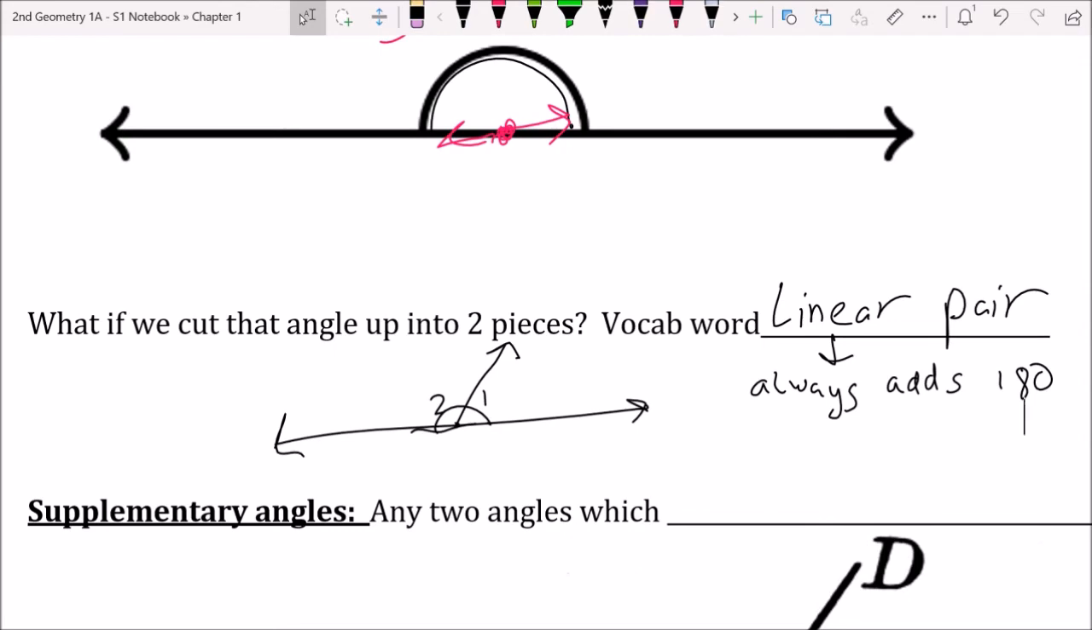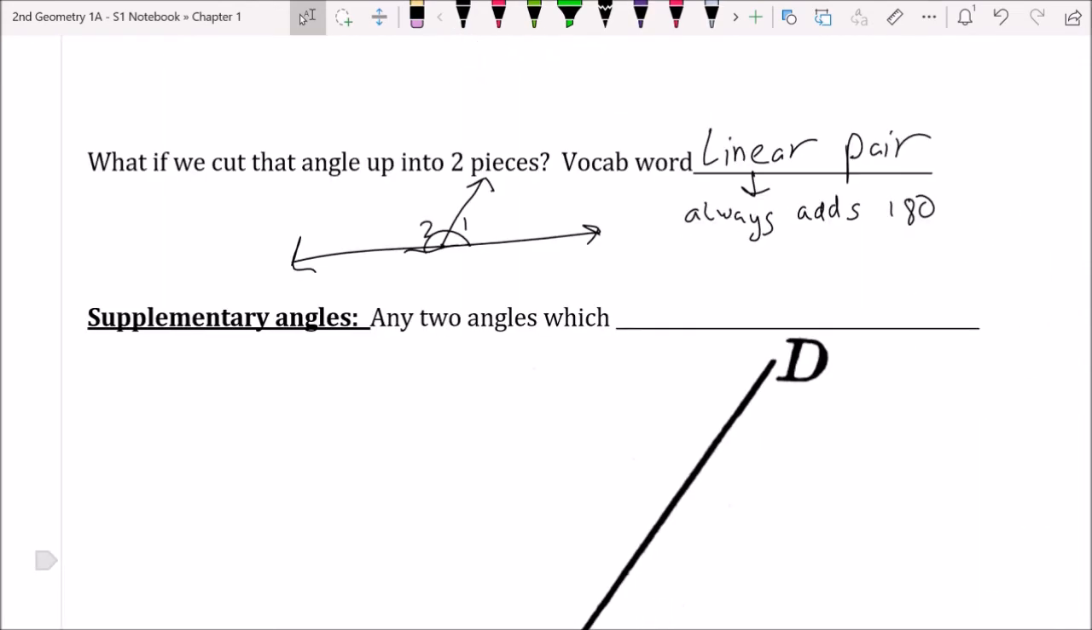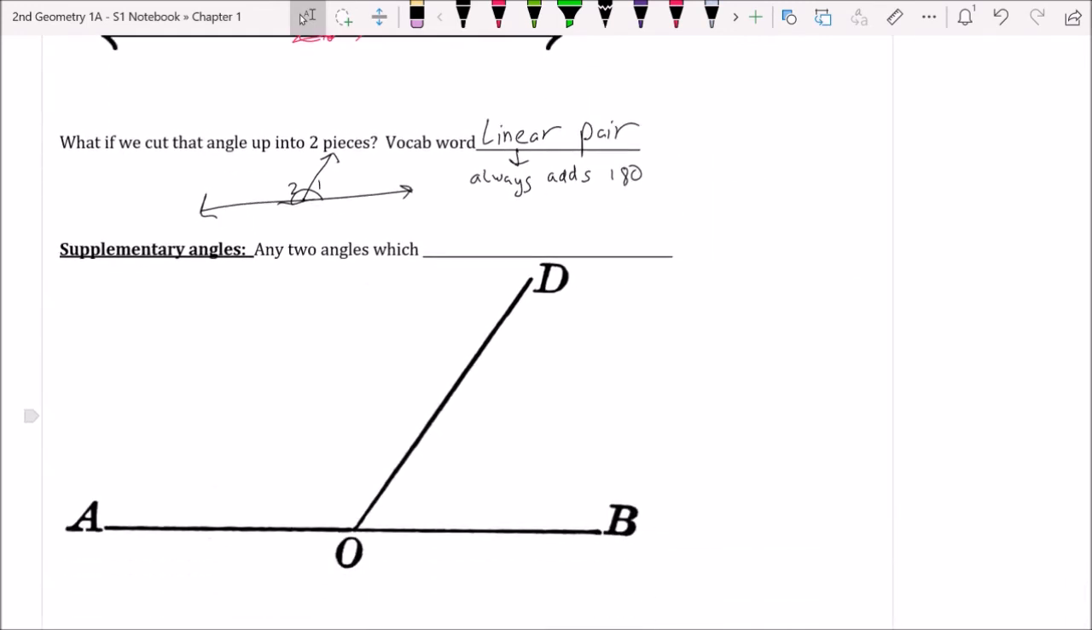And you know what? The next word is similar, because instead of always writing out "adds up to 180, adds up to 180," we have a word for that. And that word is supplementary. Supplementary angle is describing any two angles which add to 180. You go, well, Mr. Boyd, why do you need both words? Why do you need linear pair and supplementary?